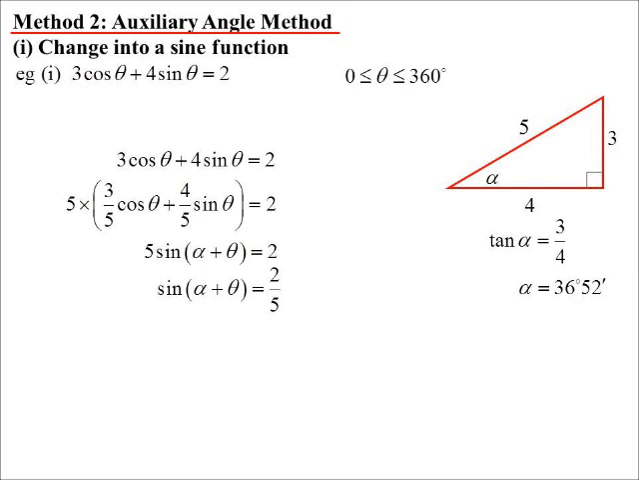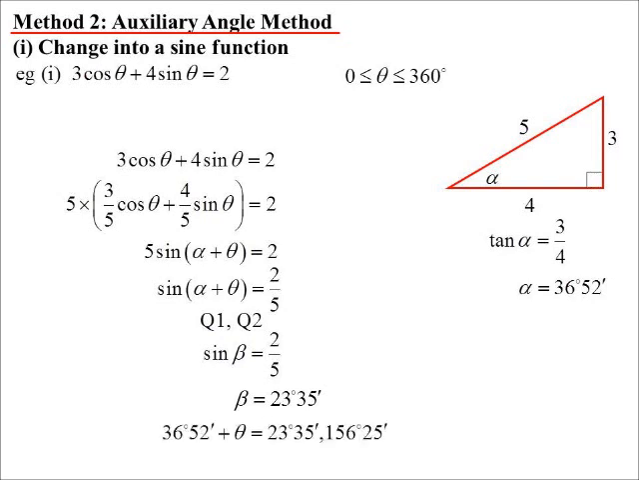Okay, back over here. I know it's in the first and second quadrant. The acute angle would be, well, let's work it out, 23.35. So alpha plus theta, 36 degrees 52 plus theta, will be 23 degrees 35, or in the second quadrant, 180 minus that, 156.25. If I subtract 36.52 from both, I come up with the answers negative 13.17 and 119.33.